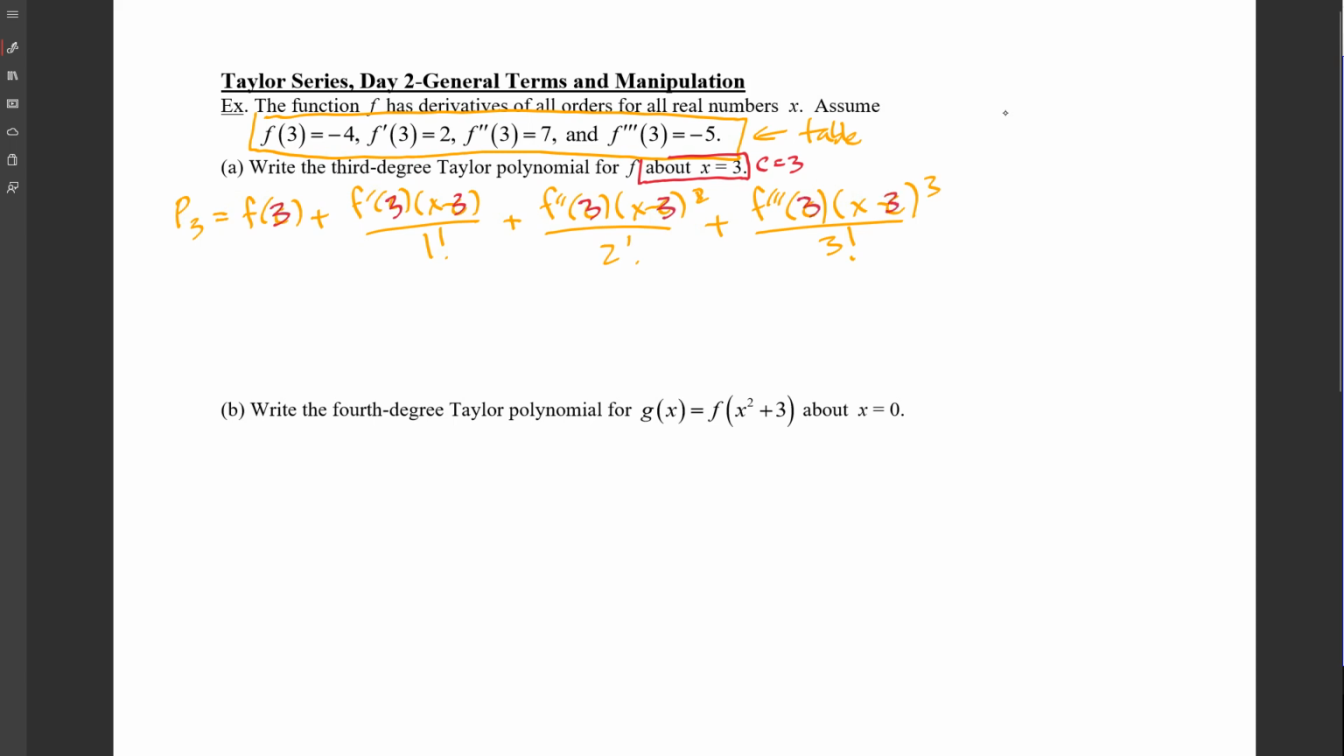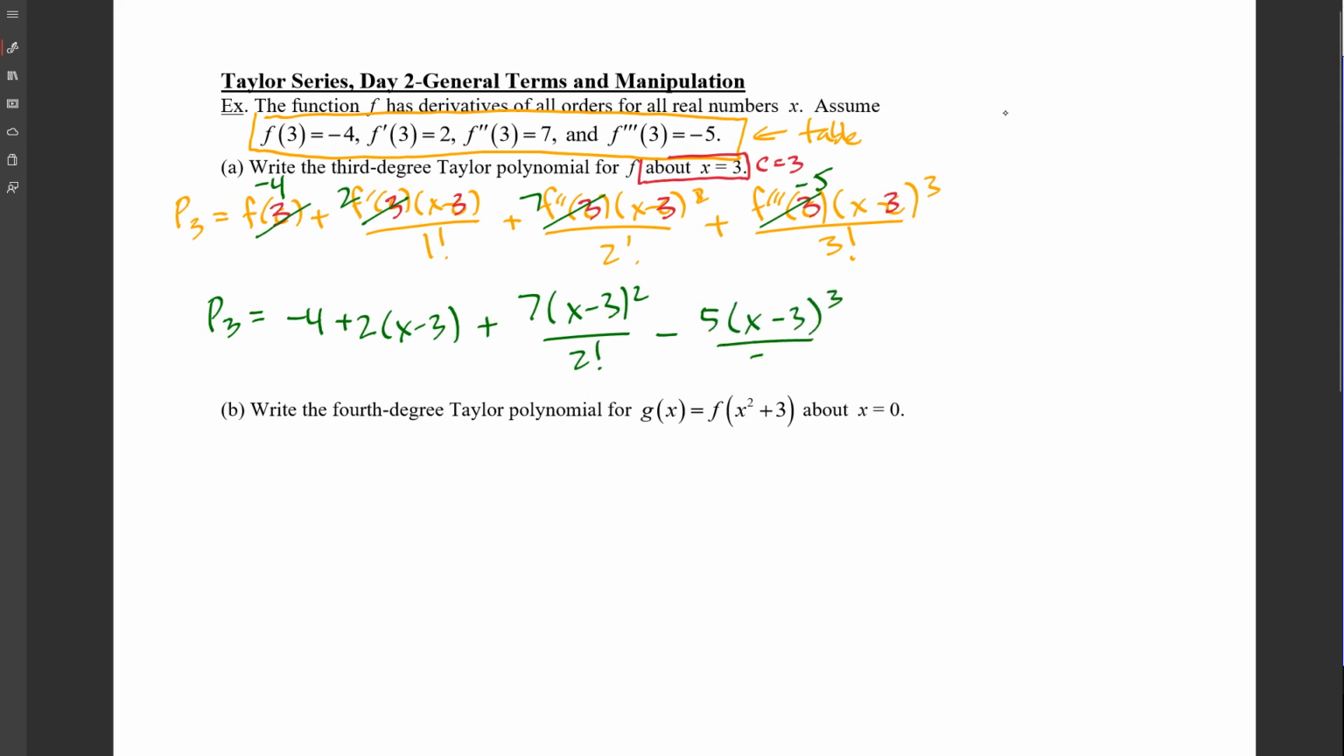Now I need to substitute in all my derivatives. f of 3 is negative 4, f prime of 3 is 2, this one's 7, and this one's negative 5. So the Taylor polynomial for f will be negative 4 plus 2 times x minus 3 plus 7 times x minus 3 squared over 2 factorial minus 5 times x minus 3 to the third power over 3 factorial. And I'm done. Sometimes there's some simplification you can do with the coefficients, but not always.